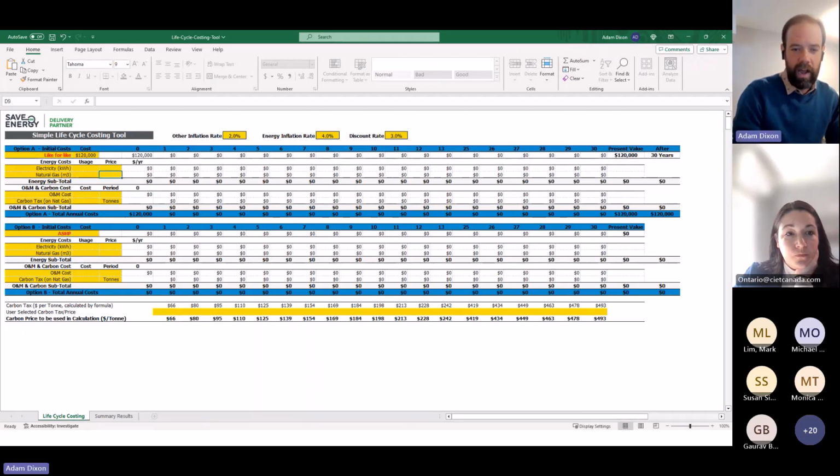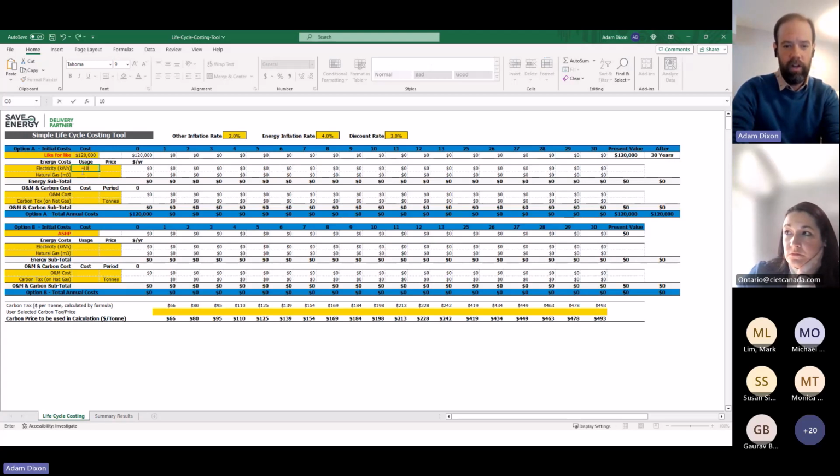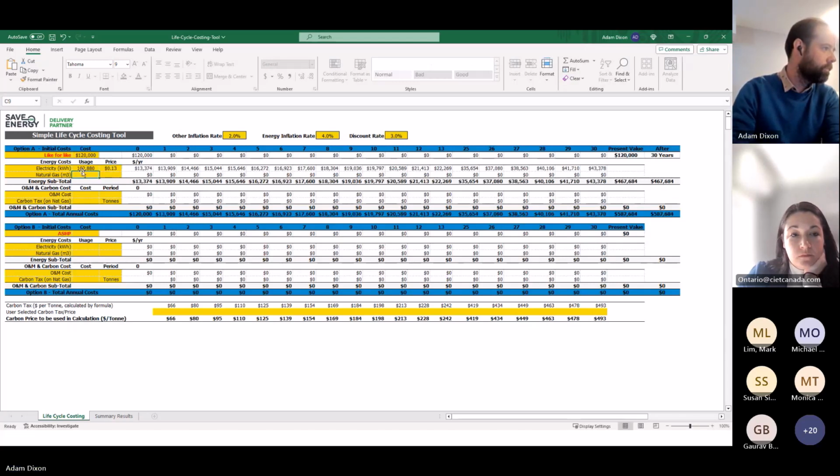Now we have our electricity consumptions here, so we can put in our usages. So we have in our option A, or base case, 102,880 kilowatt hours of electricity. And that comes at a cost of 13 cents a kilowatt hour. Our natural gas consumption is 39,007 meters cubed, and that's at a price of 45 cents kilowatt hour.